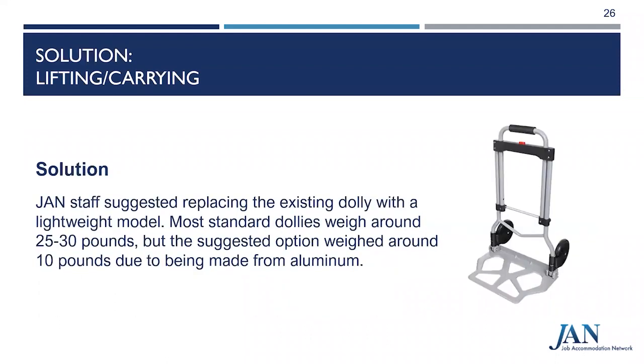As the employer was mostly concerned about the weight of the existing dolly they had on the truck, the Jan consultant suggested a lightweight model that was made out of aluminum. The specific model suggested weighed about 10 pounds, whereas the existing model that was used on the truck weighed around 30 pounds.